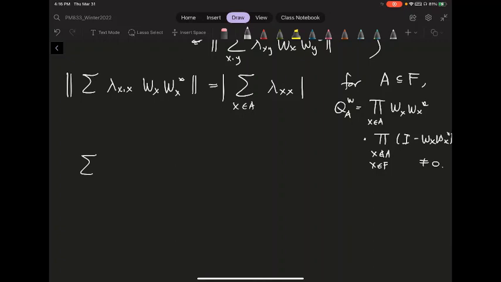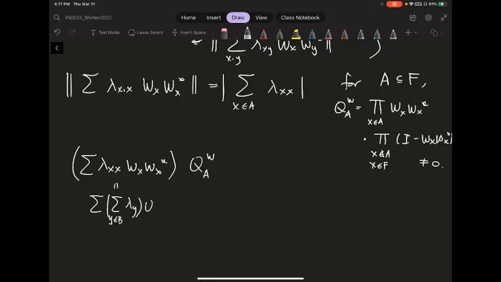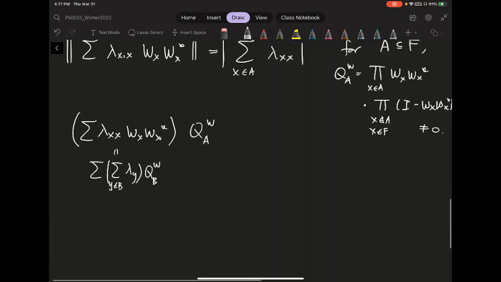this Q_A^W, if you have a sum of lambda_xx W_x W_x^*, and then you multiply by the Q_A^W, remember, this one will decompose as a bunch of summations of, say, y inside B, lambda_y, and then you have the Q_B^W. You decompose it as a linear combination of these basic orthogonal projections. And all of these Qs are disjoint to each other, they're a partition of the identity if you wish. So that if you multiply the Q_A^W on the right-hand side, it will pick up only the Q_A^W component.